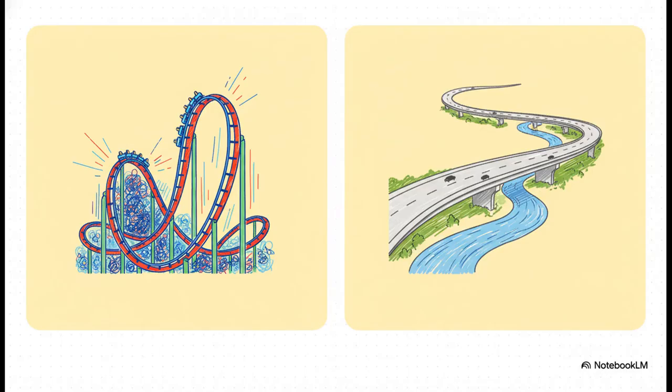Intuitively, we all get this. A hairpin turn on a racetrack has a really high curviness, right? While a long, sweeping highway on-ramp has a really low one. But when you get into mathematics and engineering, just having a gut feeling isn't good enough. We need a precise, universal way to describe this property. And that's what we call curvature.